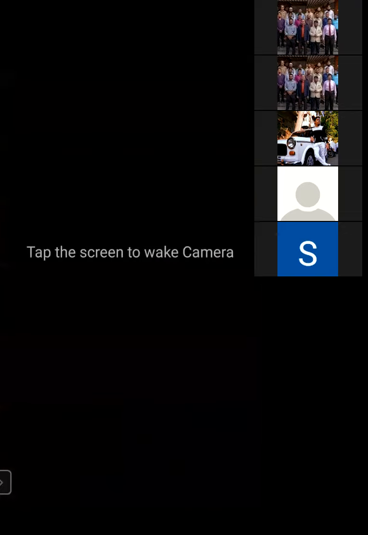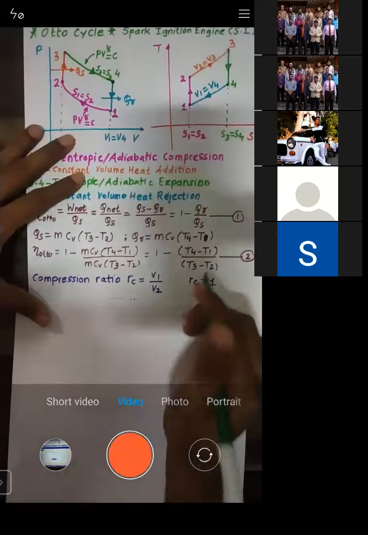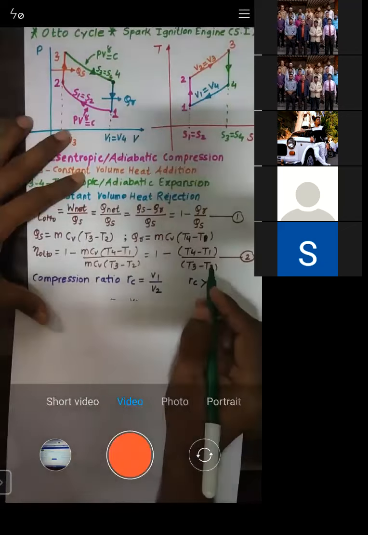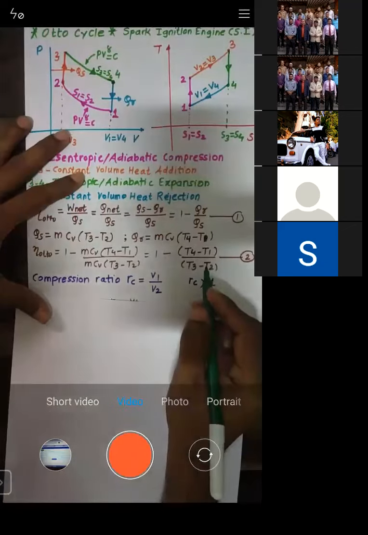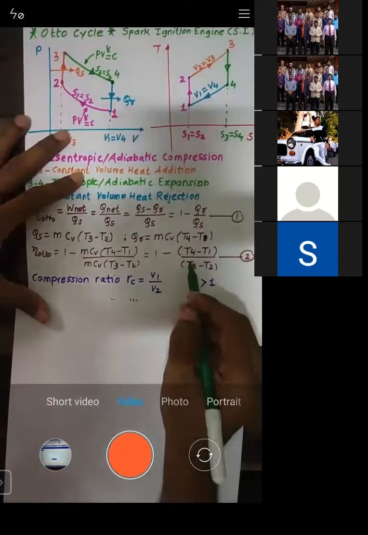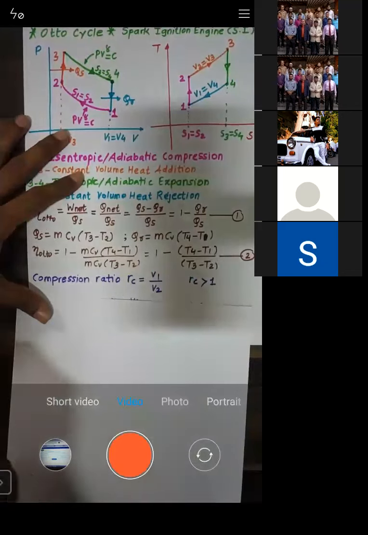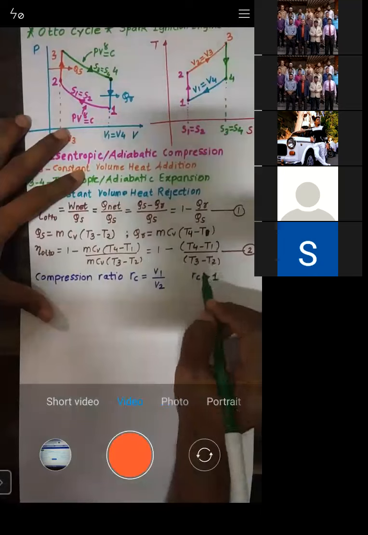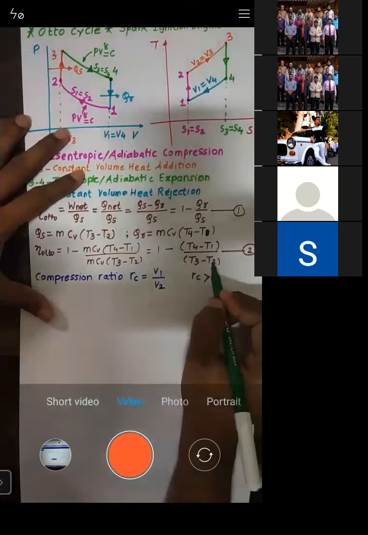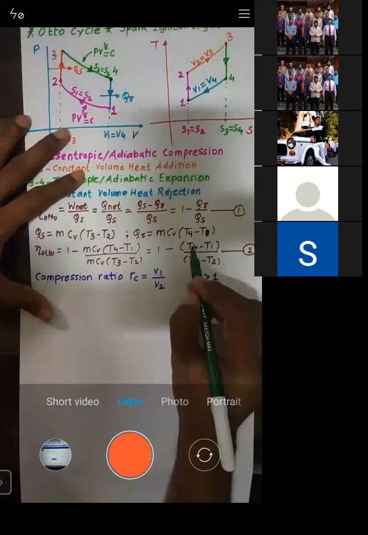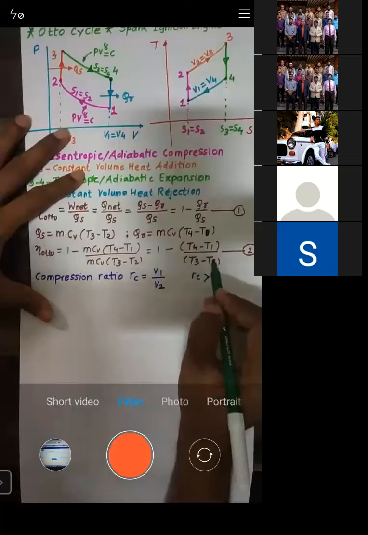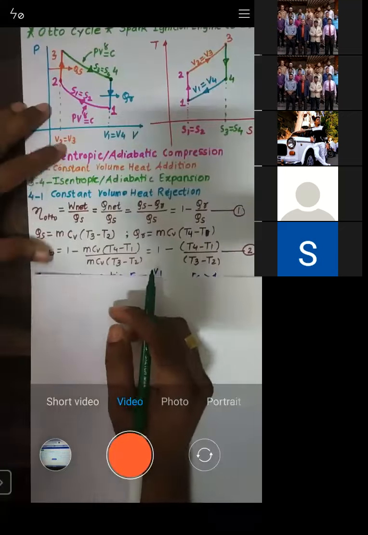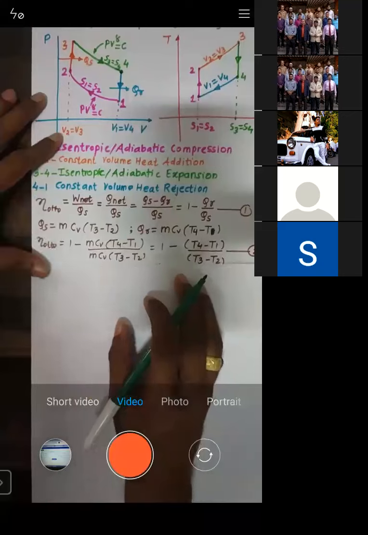Now, as I told you, we want to represent these temperatures. We will try to represent T3 in terms of T1, and T2 in terms of T3, or T3 in terms of T2, likewise, so as to eliminate some of the temperature terms.